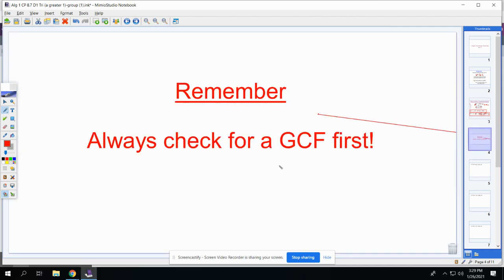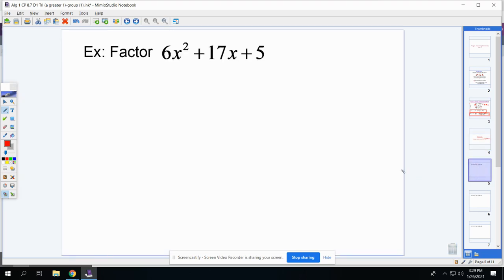Reminder, always got to check for a GCF first. So every time we do a question here, we're going to check for a GCF first. Starting with this example here, we got 6x squared plus 17x plus 5. Checking for a GCF here. I don't see a GCF through any of these. So this is going to be our A, our B, and our C. We will need to find those first. So A is going to be 6, B is going to be 17, and C is going to be 5. So that was our first step.